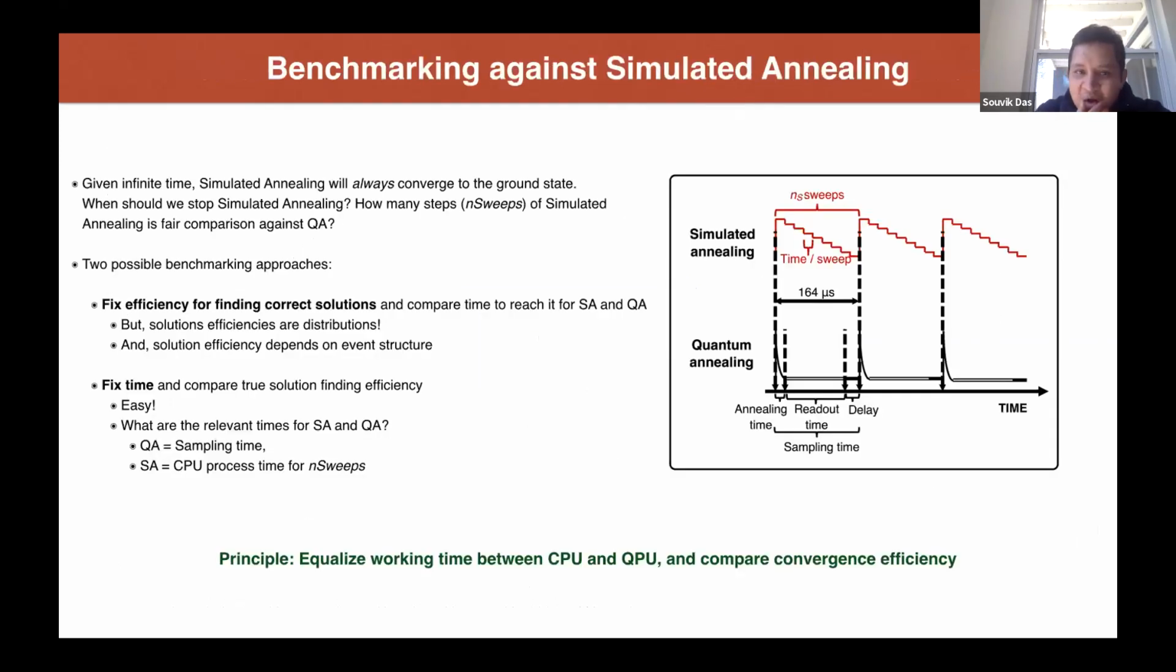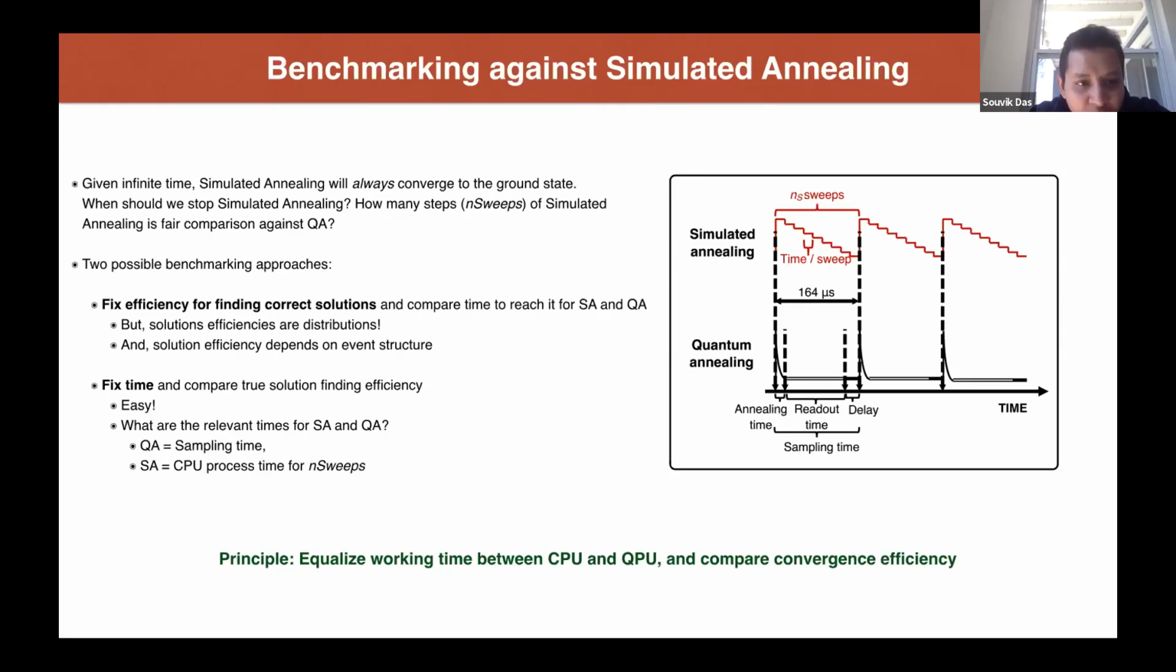I have about 5 minutes left, so I'll go a little fast. We try to benchmark this process against simulated annealing. The first thing to recognize is that if we give infinite time to simulated annealing, it will always converge to the ground state, no matter how many false minima you have. You will always jump out of them and come to the ground state. So when do we know when to stop simulated annealing? That is, how many iterations of simulated annealing is a fair comparison against quantum annealing?